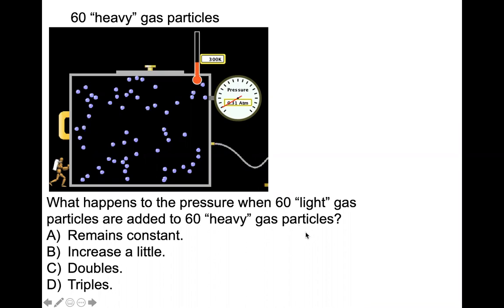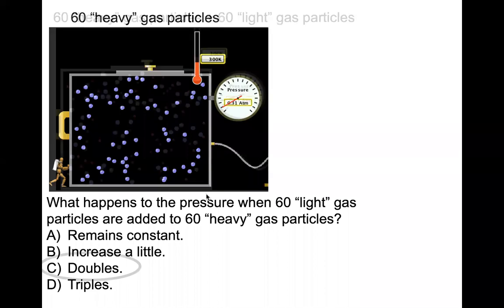Let me send you a poll on that. So we initially have 60 that are heavy. We're going to add 60 that are going to be lighter, smaller mass. What's going to happen to the pressure? Initial responses for that: it's going to double. So the initial response is, if you double the number of particles, you're going to double the pressure.